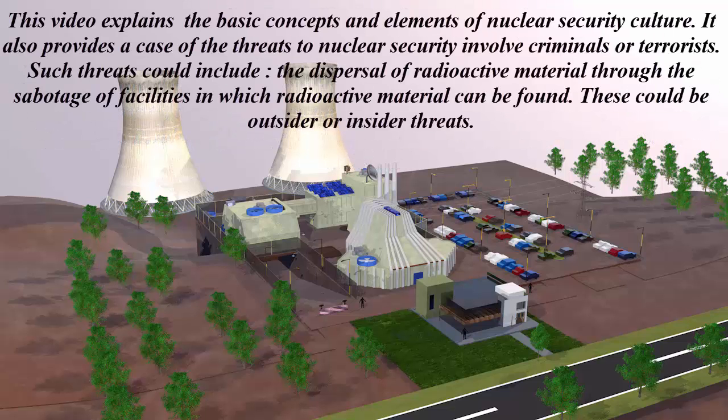This video explains the basic concepts and elements of nuclear security culture. It also provides a case of the threats to nuclear security involving criminals or terrorists. Such threats could include the dispersal of radioactive material through the sabotage of facilities in which radioactive material can be found. These could be outsider or insider threats.